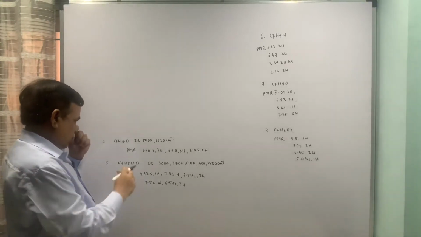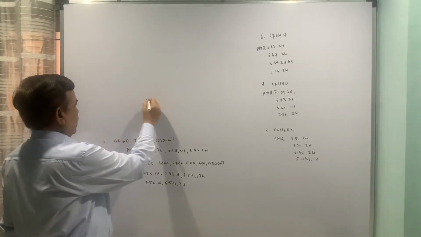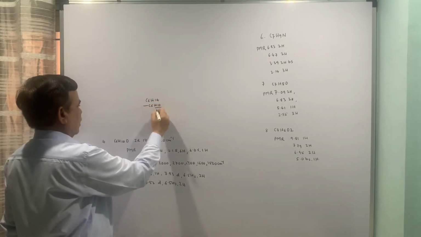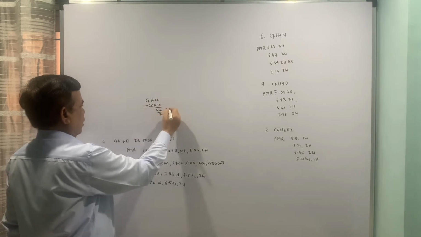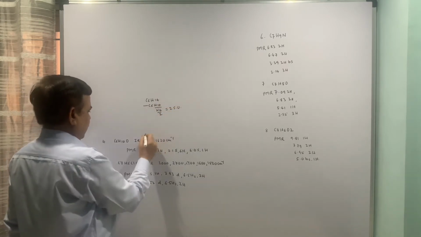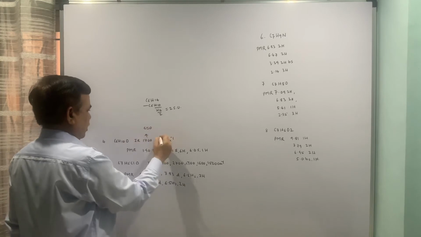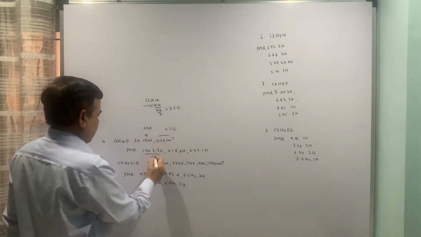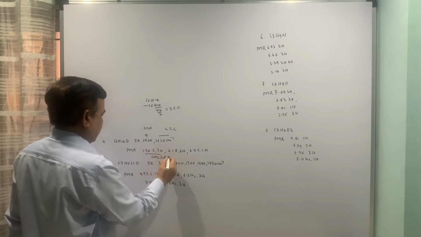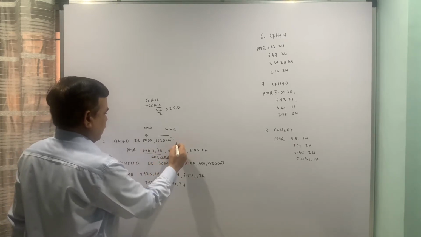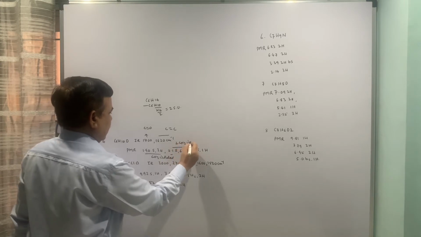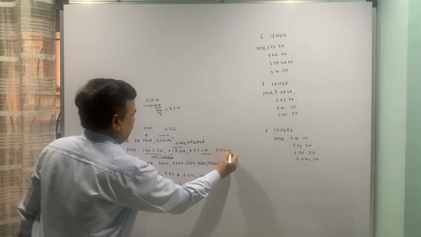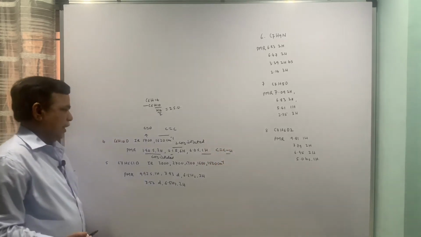C6H10O, 2 sides of unsaturation because C6H14 minus C6H10, 2 sides of unsaturation. 1700 corresponds to carbonyl, this corresponds to double bond. Singlet, this is CH3 isolated, these are 2 CH3s which are isolated, and this is the olefinic proton. I am just underlining it.